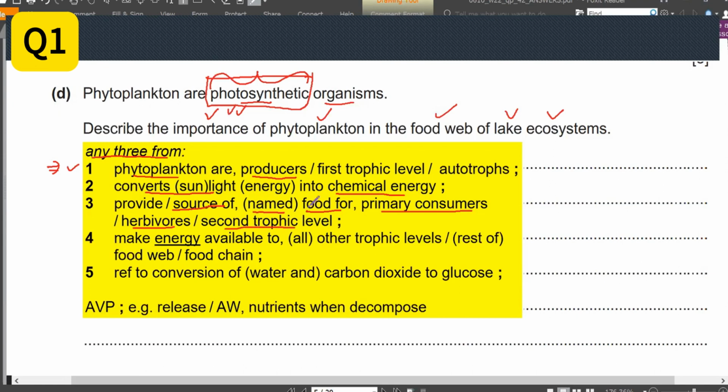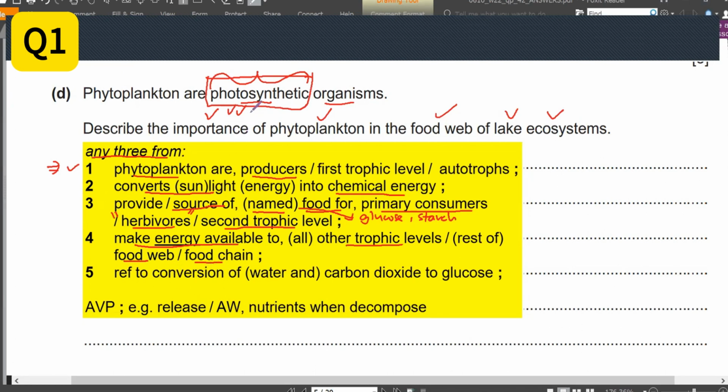If we were to give the name of the food, it's going to be something like glucose or starch. These food sources will provide energy to other trophic levels or the rest of the food chains. The other animals, such as the omnivores or the carnivores, can consume the herbivores to get the energy. Yes, so these are all of the main points, or one of the other minor points we can say.